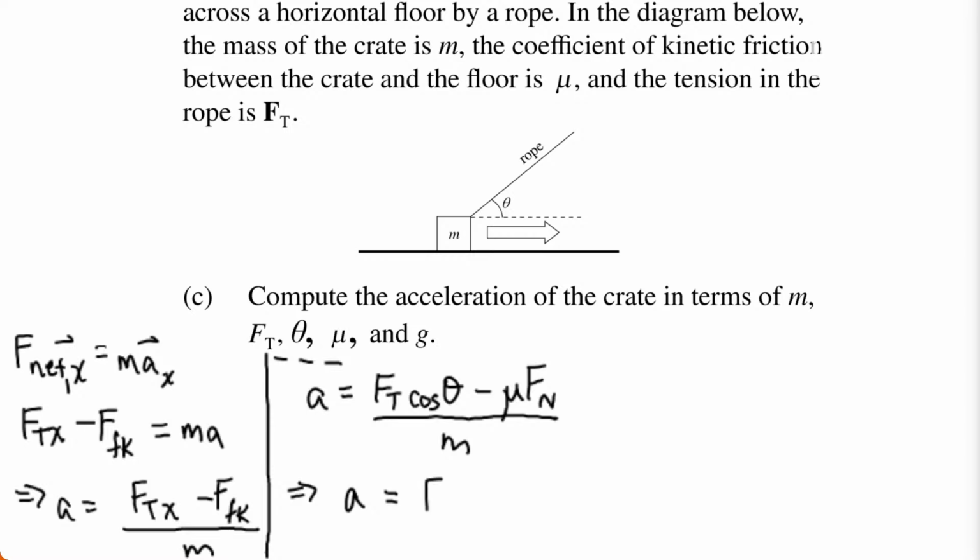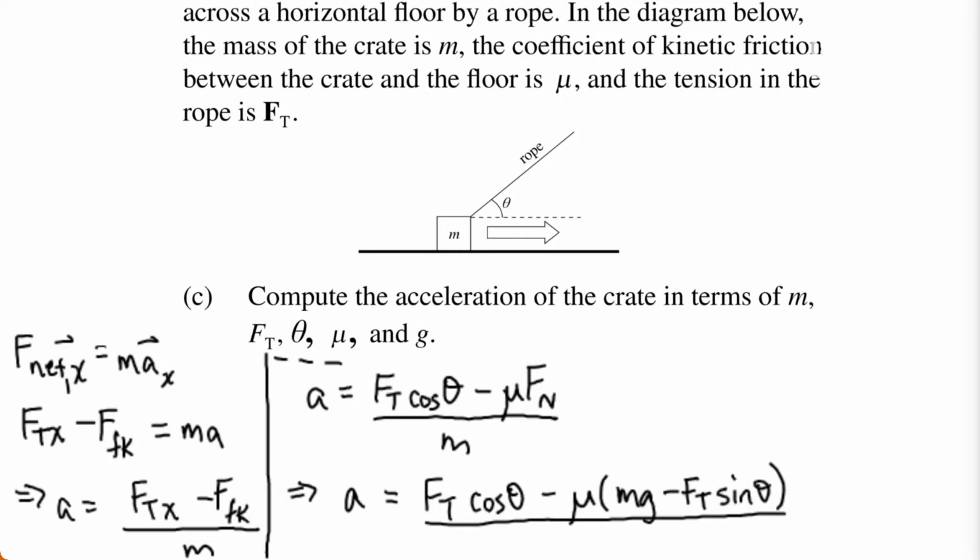So the acceleration becomes F_T cosine theta minus mu onto our normal force expression, which is mg minus F_T sine of theta. And all of that is divided by mass. But notice now this expression we have for acceleration is in terms of the quantities they've asked for in the question. And so we're done. There's nothing else we're going to have to do here.